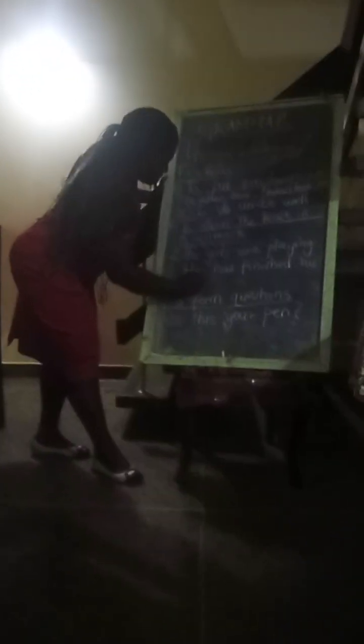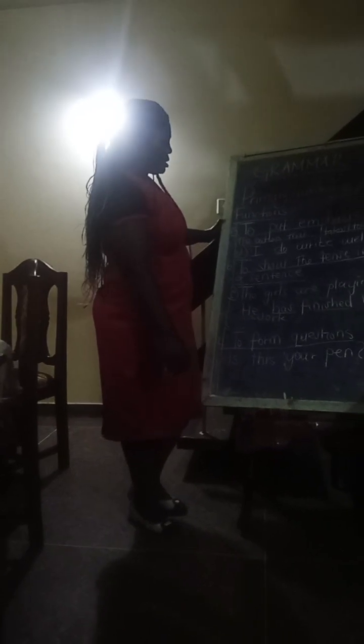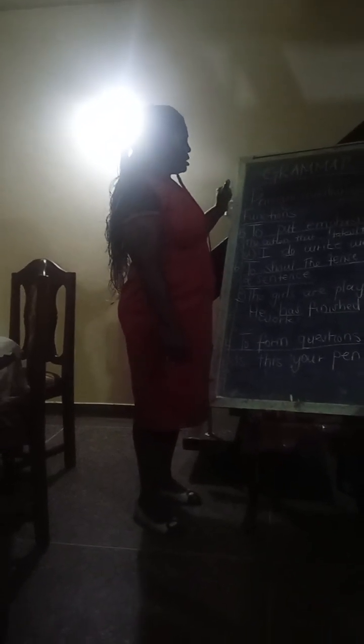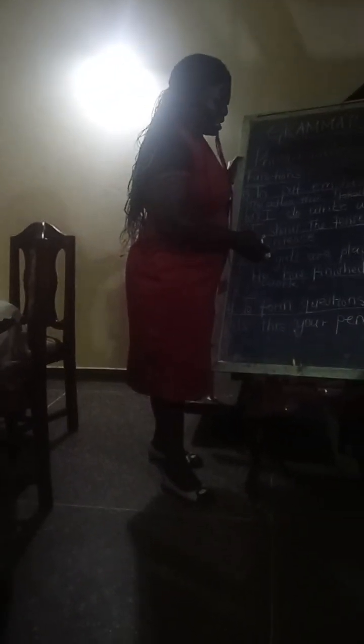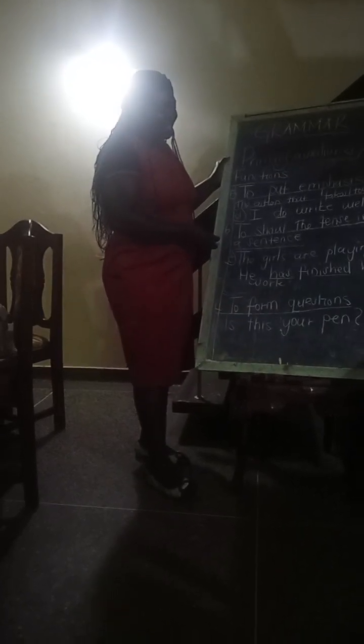You can also use other tenses. For example, he has finished his work. Here we have used "has" with the past participle to show the present perfect tense. So these are some of the functions of the primary auxiliaries, and I wish that you also give your own examples in each of those categories.